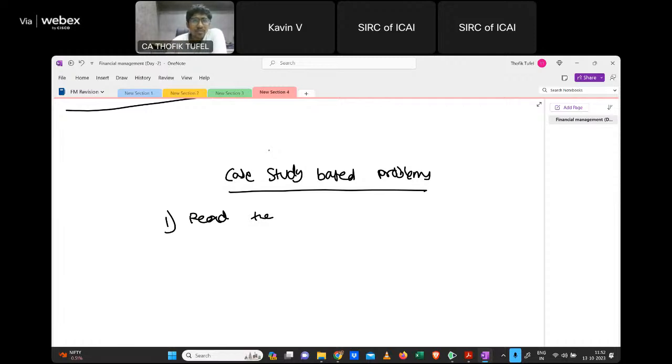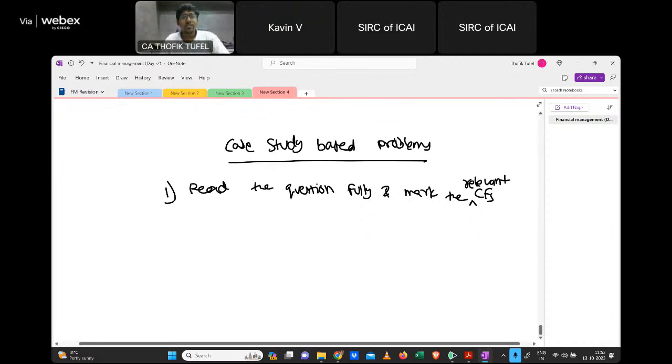So now read the question fully and mark. Wherever cash flows are there, you just mark the cash flows. In the entire question, wherever cash flows are given, you mark them, and only the relevant cash flows you mark. So this is the first step. Identification or estimation of cash flows is completed.